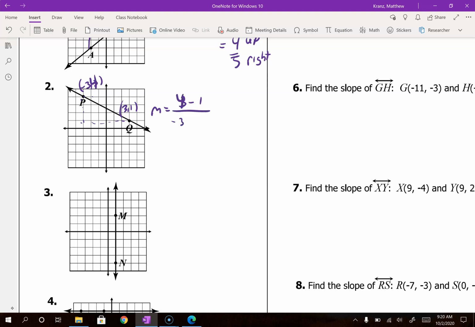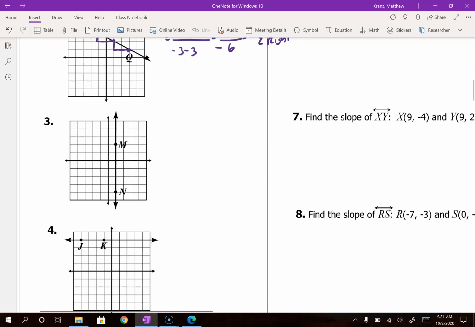Then we take our two x's and subtract them. Negative 3 minus 3. So 4 minus 1 is 3, and then negative 3 minus 3 is a negative 6. So this gives me negative 1/2. So down 1, because we only go up or down on top, and we only go to the right on the bottom, always to the right. So negative means down. So when I look at this, that means I can go down 1, right 2. Down 1, right 2. See how I meet that?